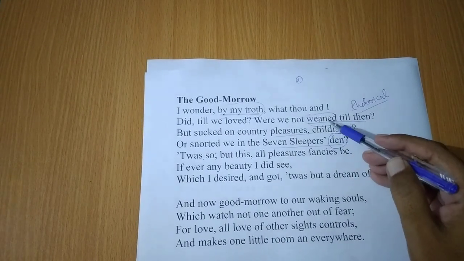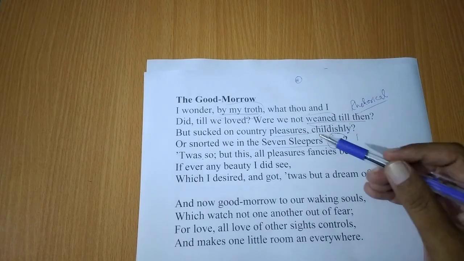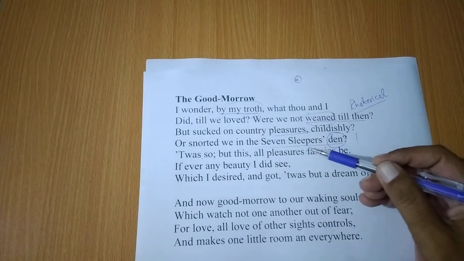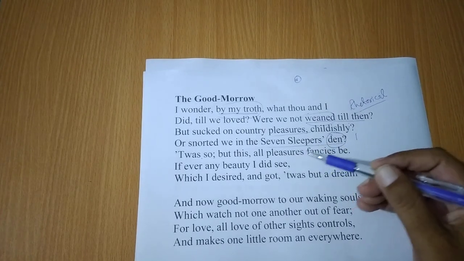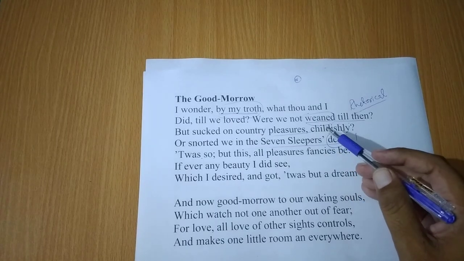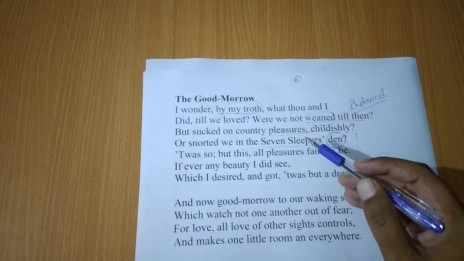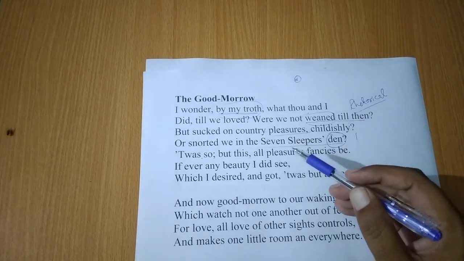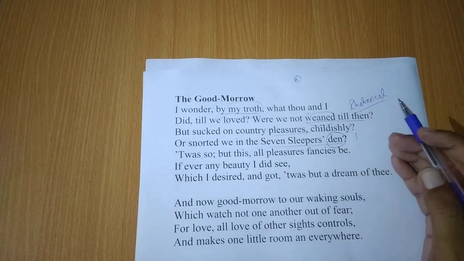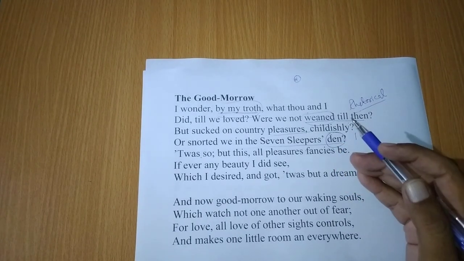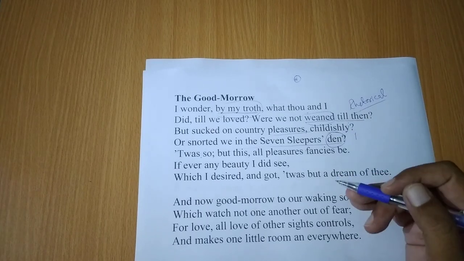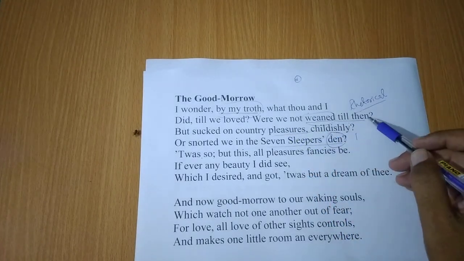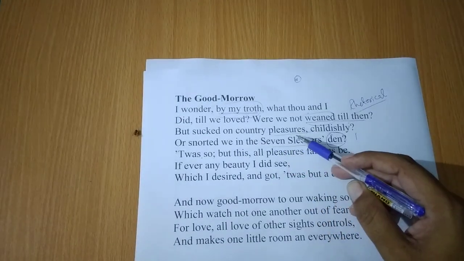Now weaning is something that is important. What is weaning? An infant is nursed and milked by its mother slowly and gradually with the passage of time. That baby, that infant is fed on different diet, on different food items. So that process in which the baby moves away from sucking and feeding from its mother to that diet, that is called weaning. Were we not weaned till then, but sucked on country pleasures?